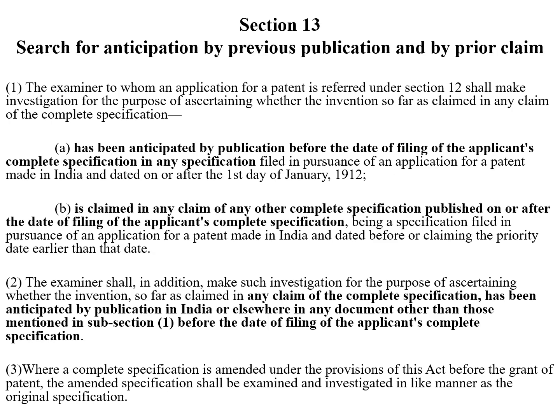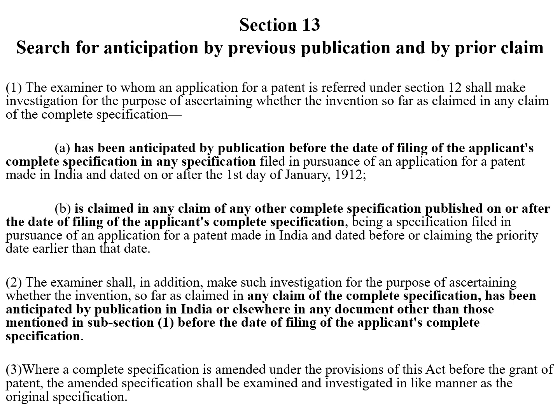So that is, whether the formal requirements are met or not. Section 13 deals with search for anticipation by previous publication and by prior claim. So this is very important. This is also a very important aspect of objection to an application by the examiner. So the examiner, when an application is referred to him under section 12, will make an investigation with respect to anticipation by any previous publication or by prior claim.